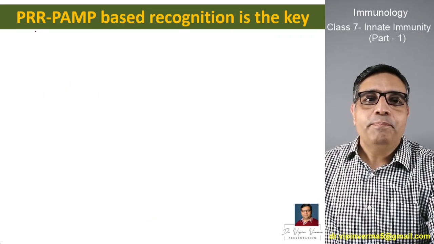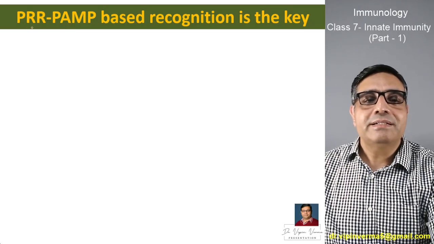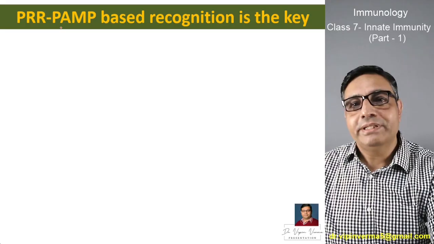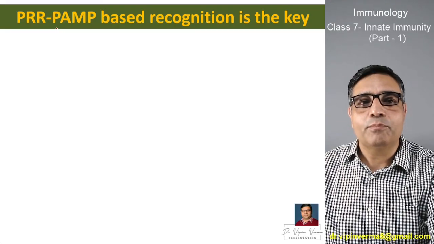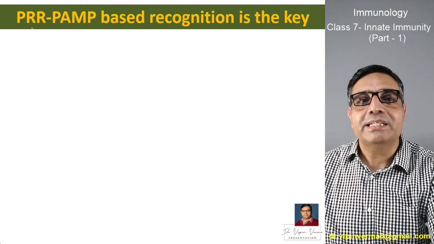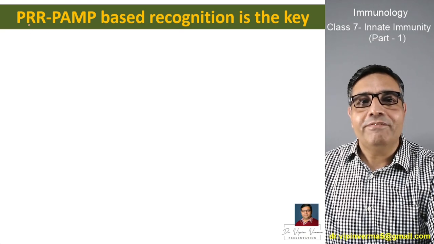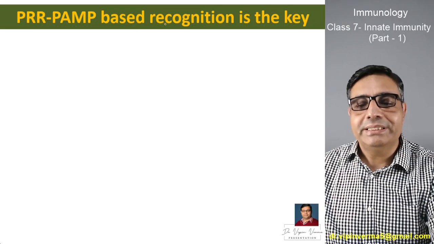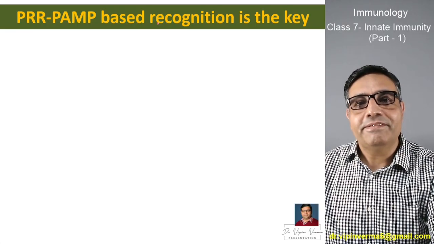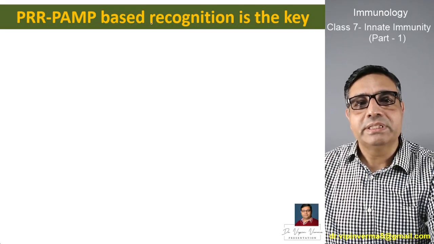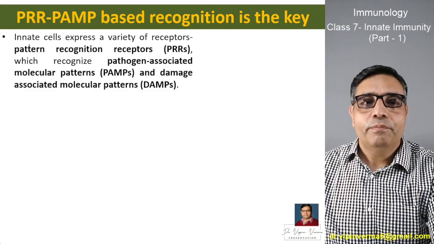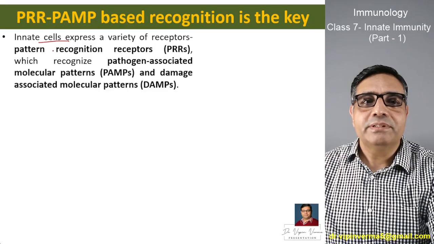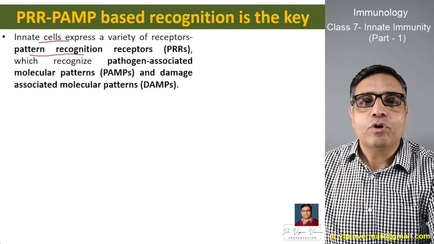Now, let us focus on PRR and PAMP. PRR is the pattern recognition receptor, and PAMP, in the first video lecture also, we touched upon this. PAMP is the pathogen associated molecular pattern. So, pathogen associated molecular patterns are present on the pathogens, while PRRs are present on our own cells. And this PRR PAMP based recognition is the key, and it is a very effective and very important aspect of the innate immune system. So now see carefully. Innate cells express a variety of receptors, and these are called pattern recognition receptors.